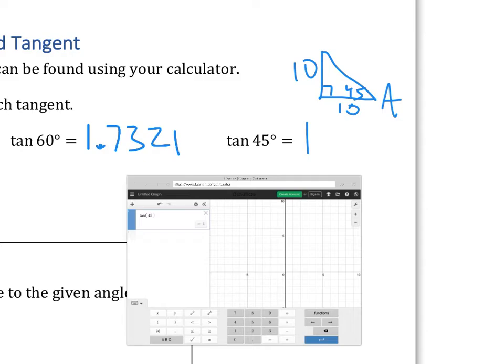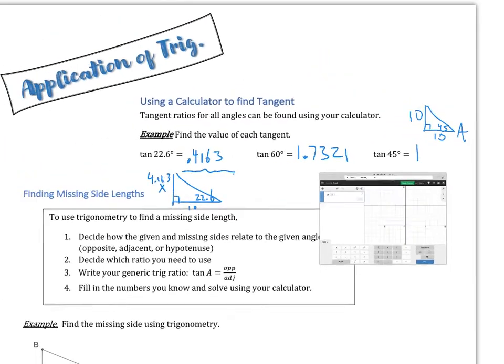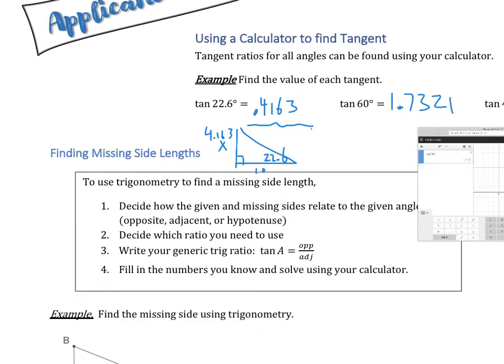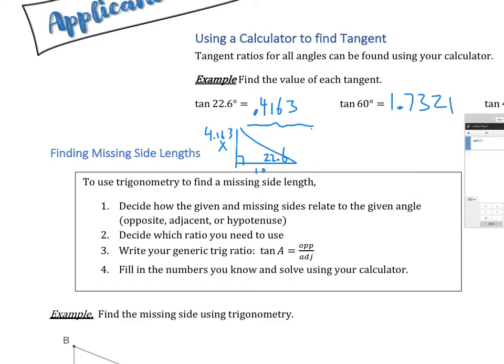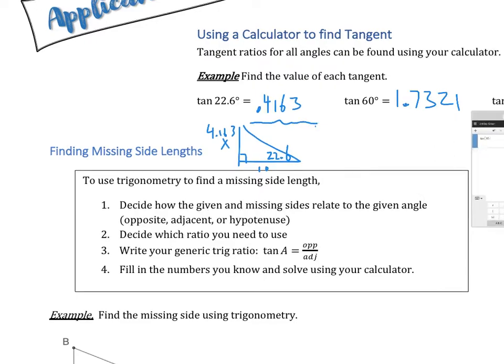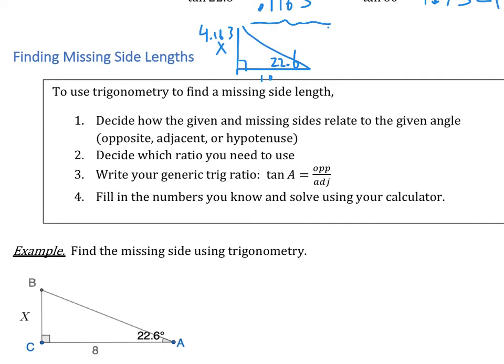And that's the idea of tangent. So your calculator can find tangent. And we can find tangent if we know the sides of a triangle, if we can see this triangle. So now how do we use this? Well, we're going to use this by doing this. If we want to find a missing side length, we need to decide how the given sides relate to the angle. Are they opposite, adjacent, or hypotenuse? We need to decide which ratio to use.